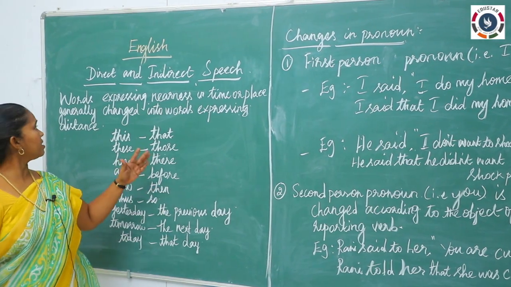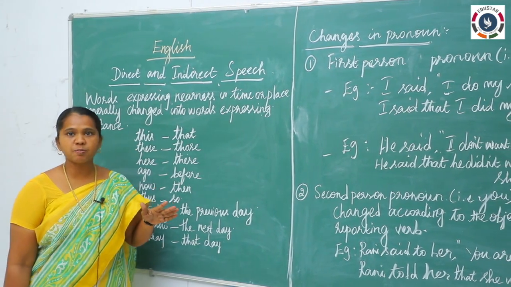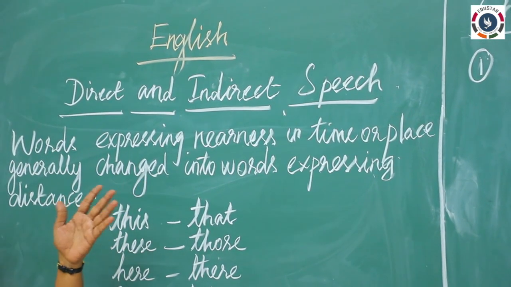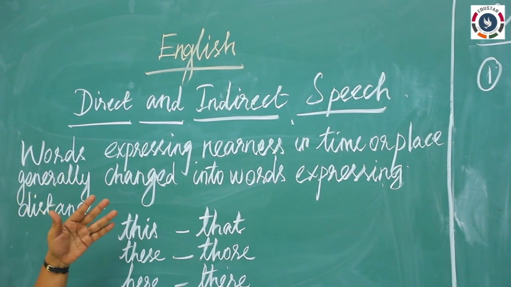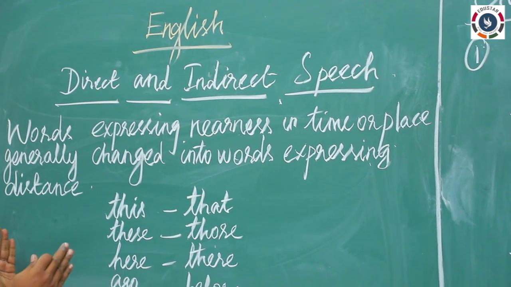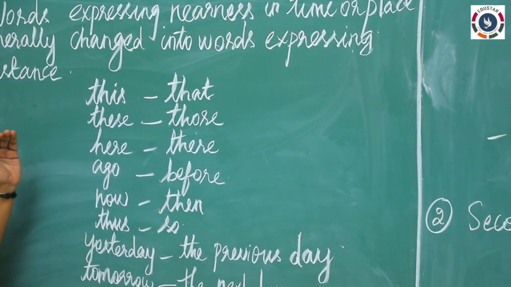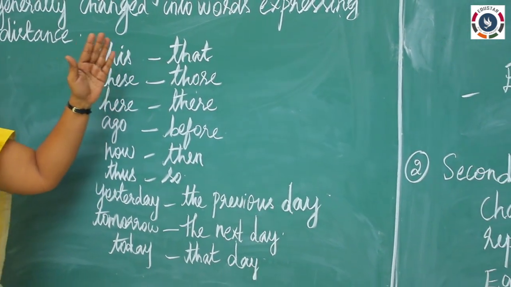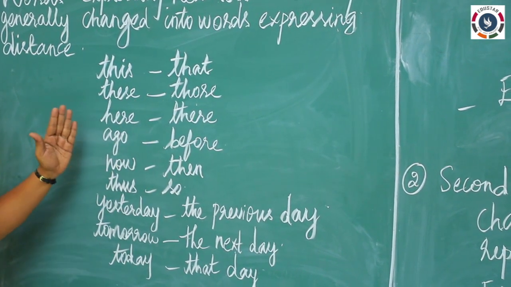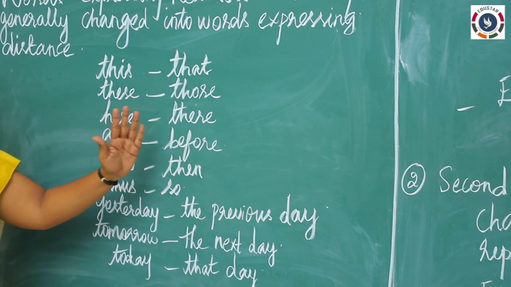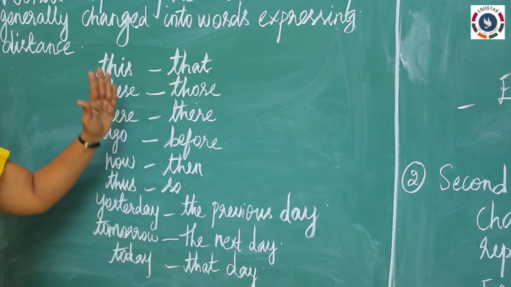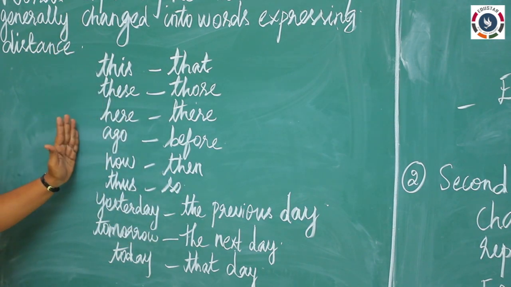The next point is that time and place concept must be changed. Here, words expressing nearness in time or place are generally changed into words expressing distance. So the close one, we are just changing into the distant one. "This" will be changed into "that". "These" will be changed into "those". Here, there, ago, before, now, then, thus, so. These words you will remember and you will change easily.